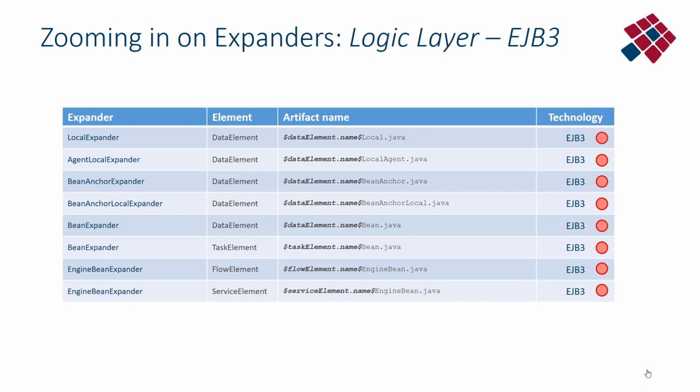data element: a local interface, an agent local interface, bean anchor local interface, the actual bean expander, the transactional encapsulation of the CRUDs, the create, retrieve, update, delete, and search operations of this data element. We also have the transactional encapsulation, the bean expander for a task element. And we have for flow and a service element an engine bean expander, which is actually the transactional bean that performs the engine to drive the flow.